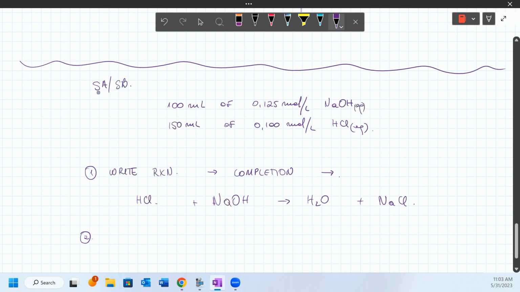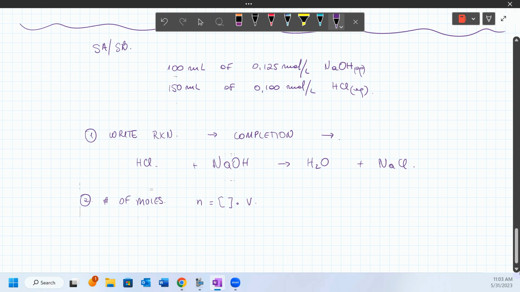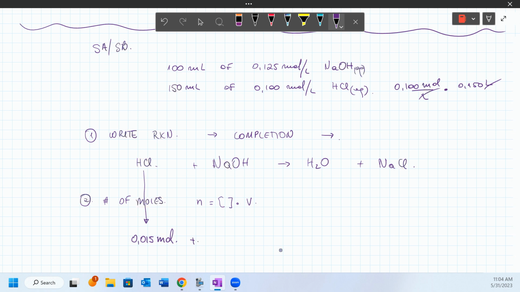And then as a second step, we'll find the number of moles based on the concentration. The number of moles will be the concentration times the volume, or you can use stoichiometry. I do not mind at all. So when we are dealing with hydrochloric acid, what is the number of moles? If you multiply 0.100 moles per liter by the volume, that is 0.150 liters, then liters and liters cancel out, and we will have 0.015 moles of hydrochloric acid, reacting with, I will change the color so that you can see it, the number of moles of sodium hydroxide.